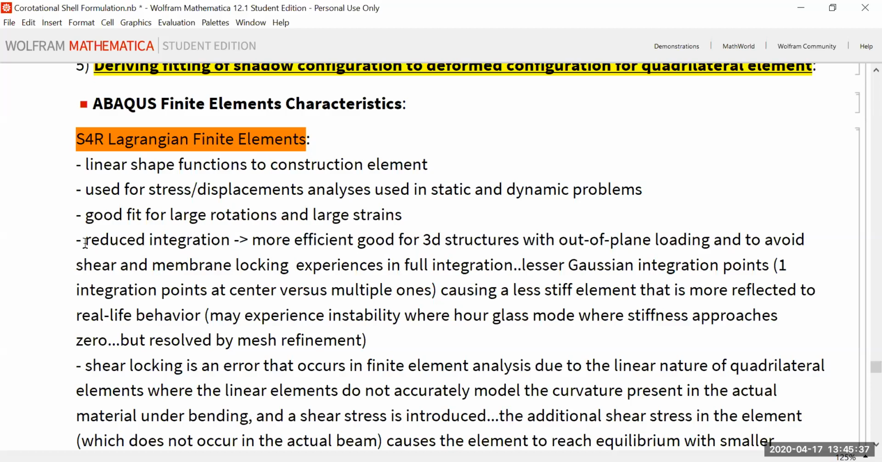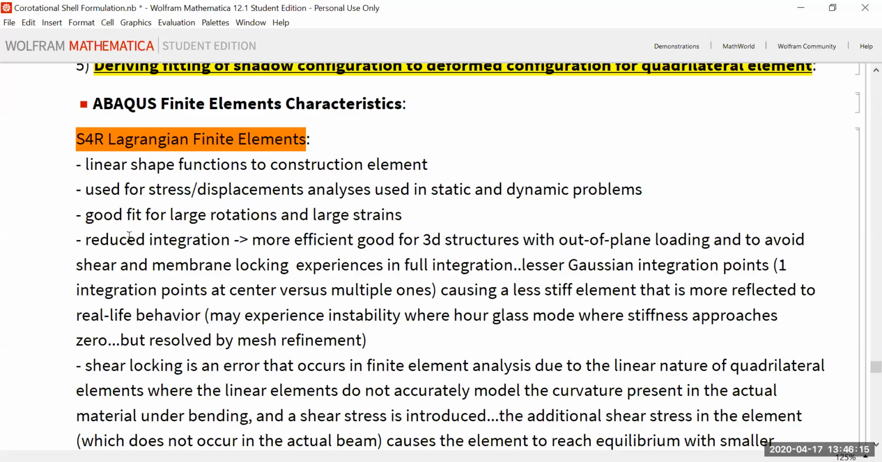And this R here denotes reduced integration. So I found out what this is. This is really efficient for 3D structures, which is what we're trying to do here. It's good for out of plane loading, not so good for in plane loading. So what I have for my loading cases are all out of plane, transverse. Something I wanted to add is that I'm going to be looking at both bending in the strong axis and the weak axis, but both of them are going to be out of plane.